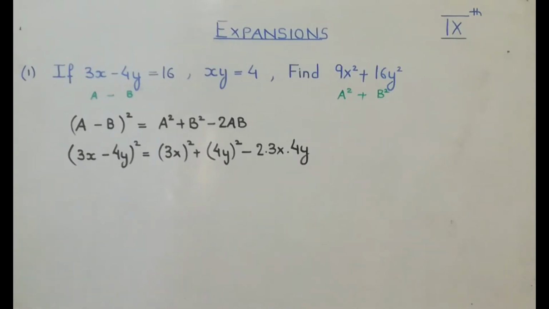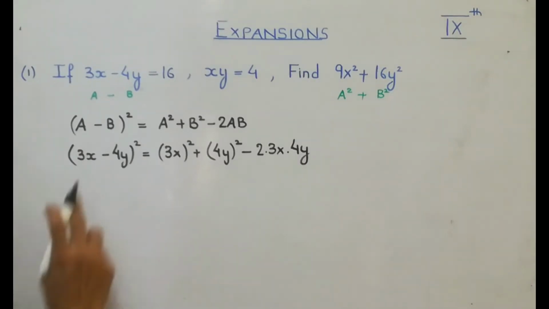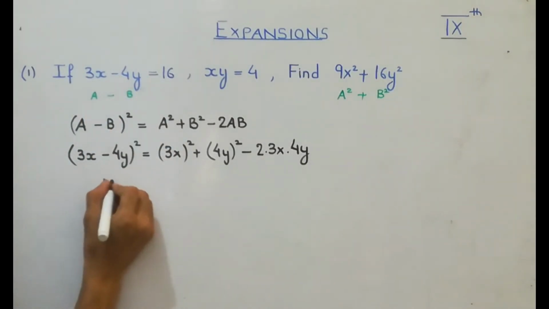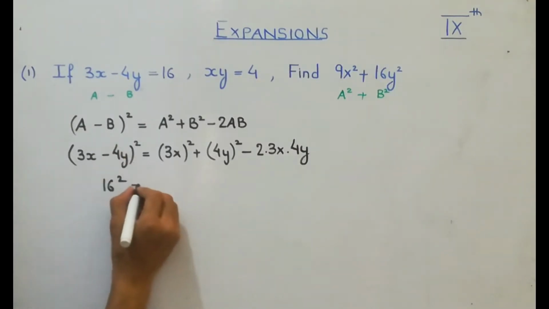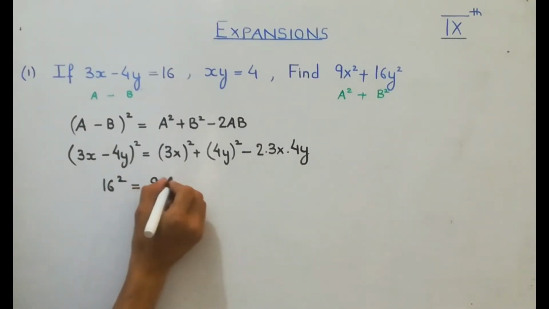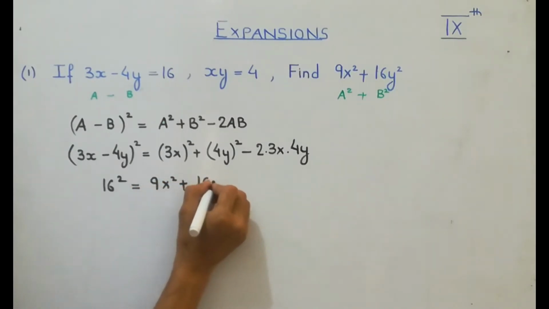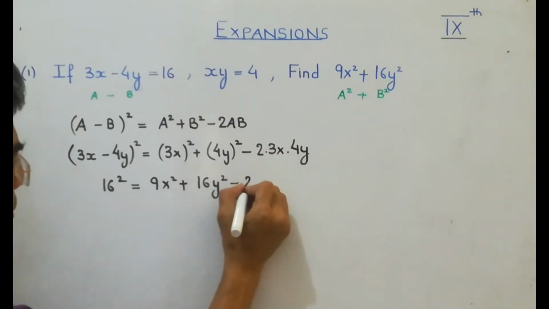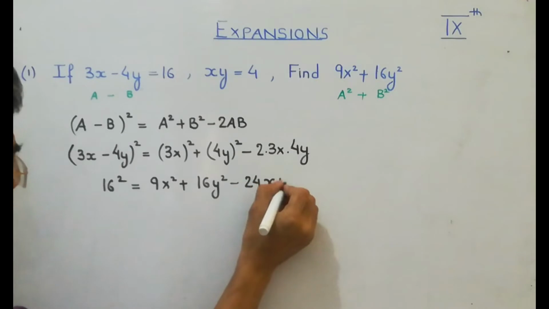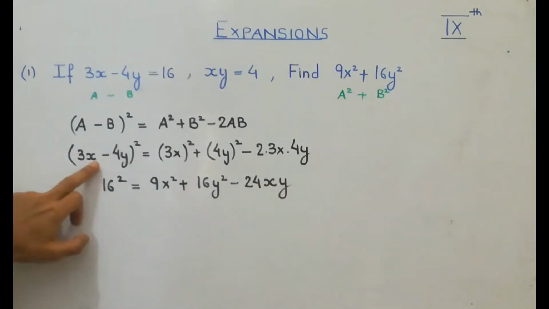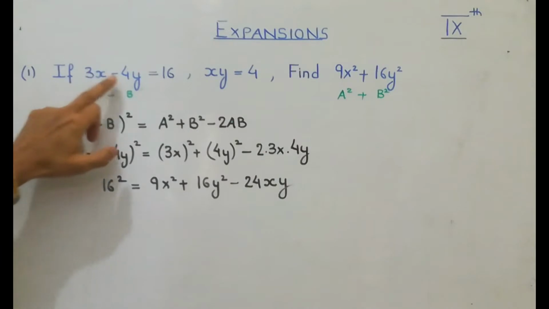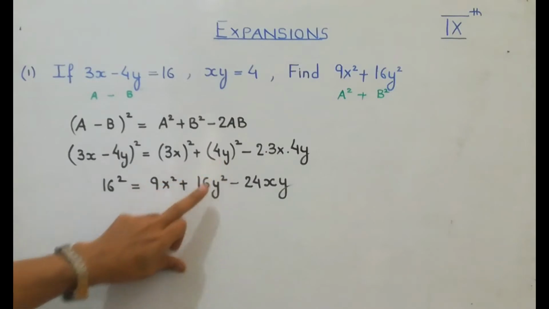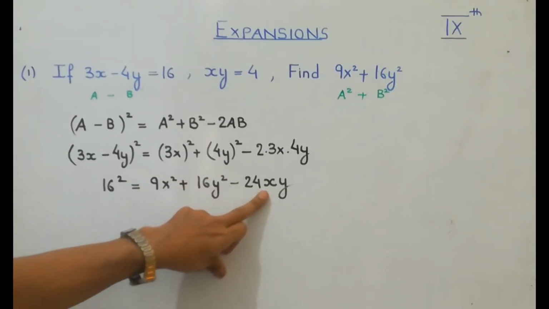Okay, now let's substitute the values in this one. Now 3x minus 4y, as you can see, is 16. So this becomes 16 square. This is 9x square, and this will become 4 3s are 12, 2s are 24. So on the left side we have substituted 3x minus 4y with 16. On the right side this becomes 9x square, this becomes 4y square, and this becomes 24xy.